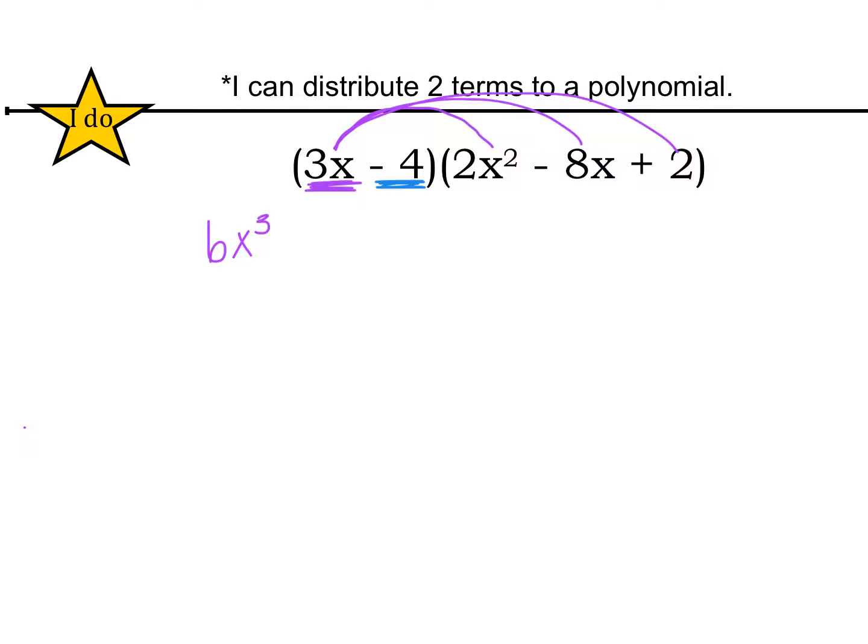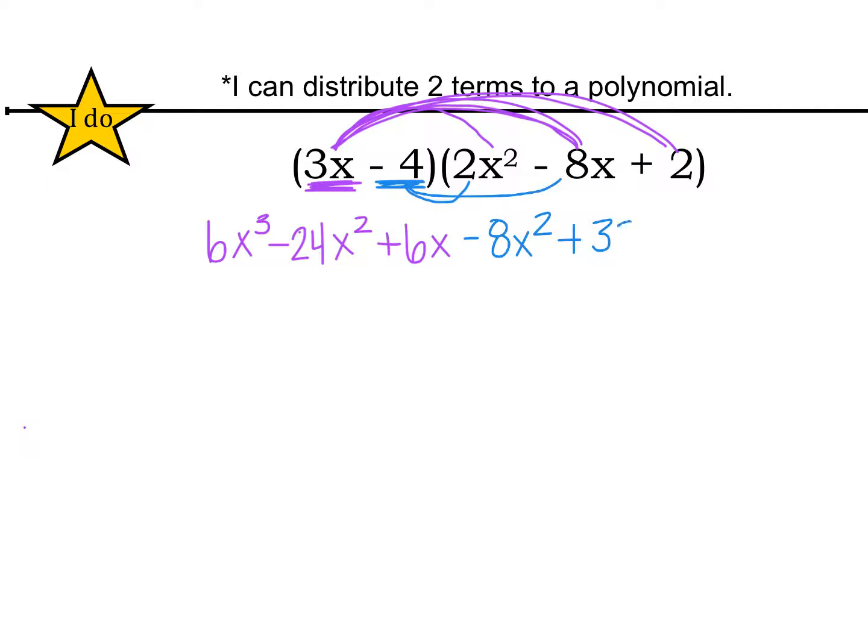All right, and then I'm going to multiply 3x by negative 8x. And so 3 times negative 8 is negative 24. And then x times x is x squared. And then 3x times a positive 2 gives me a positive 6x. All right, and then the negative 4 I'm going to distribute to each piece. So negative 4 times 2x squared is negative 8x squared. And negative 4 times negative 8x is a positive 32x. And then negative 4 times a positive 2 is negative 8.